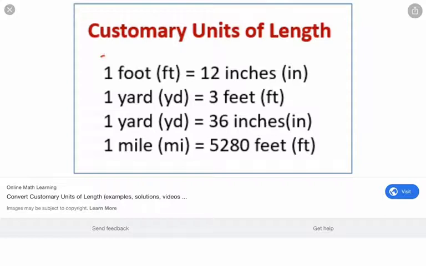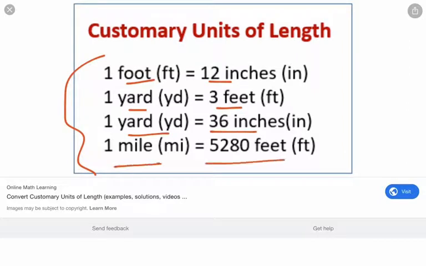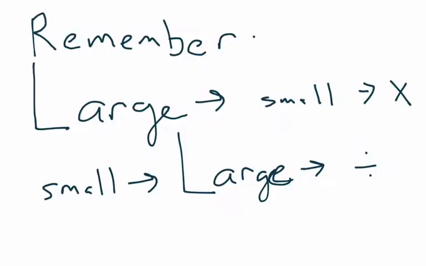So first you need to be familiar with the units of measurement, how they convert. 1 foot is 12 inches, a yard is 3 feet, a yard then would be 36 inches, and a mile is 5,280 feet. So if you want to find out how many yards are in a mile, just divide this number by 3, and it's 1760. So that's an important number to remember as well.